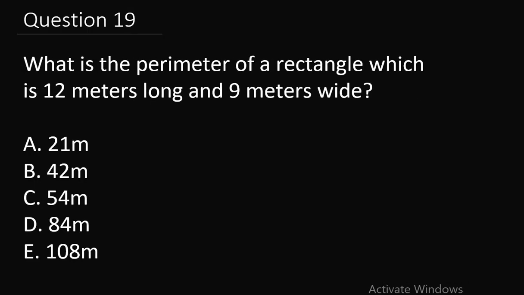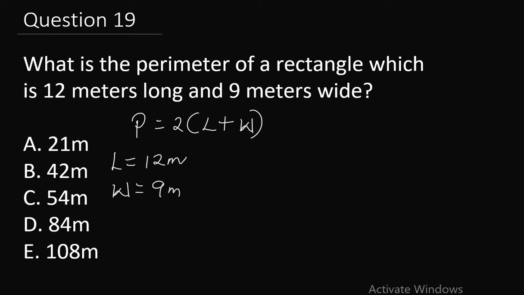Question 19 says, what is the perimeter of a rectangle which is 12 meters long and 9 meters wide? So write down the formula for calculating perimeter of a rectangle, which is 2 bracket L plus B or L plus W, the width or the wide. Let's bring out the numerical values. The length or the long is 12 meters and the wide or the breadth is what?